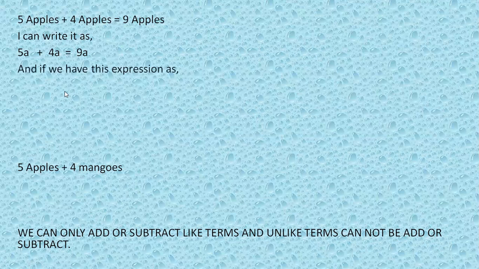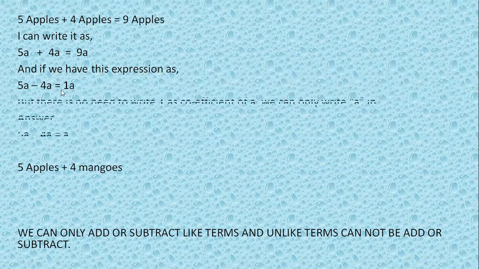And if we have this expression as 5a minus 4a, like I give you 5 apples and I take 4 apples from you, then how many apples do you have? You have only 1 apple. Here I want to clear one point: in the answer, there is no need to write 1 as the coefficient of a. We can only write a in the answer. It means 1 is there, but it is invisible, right?